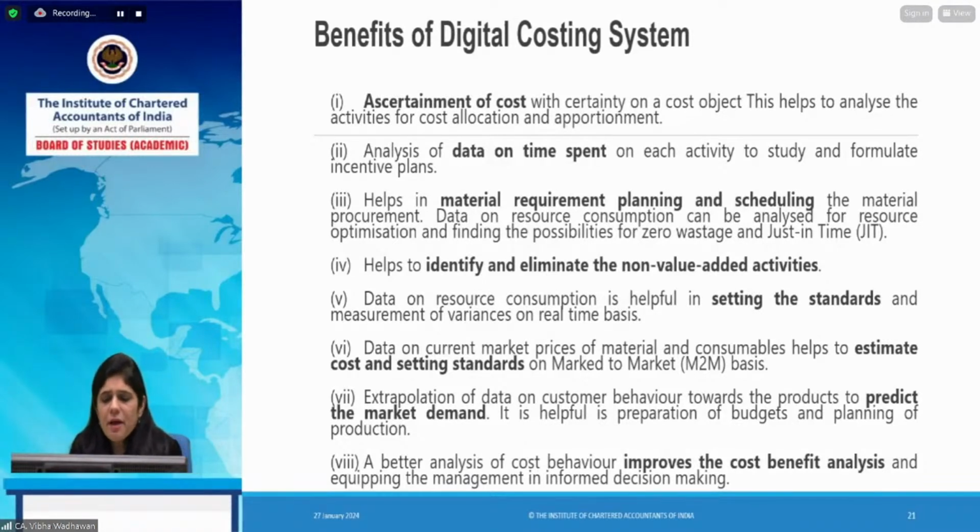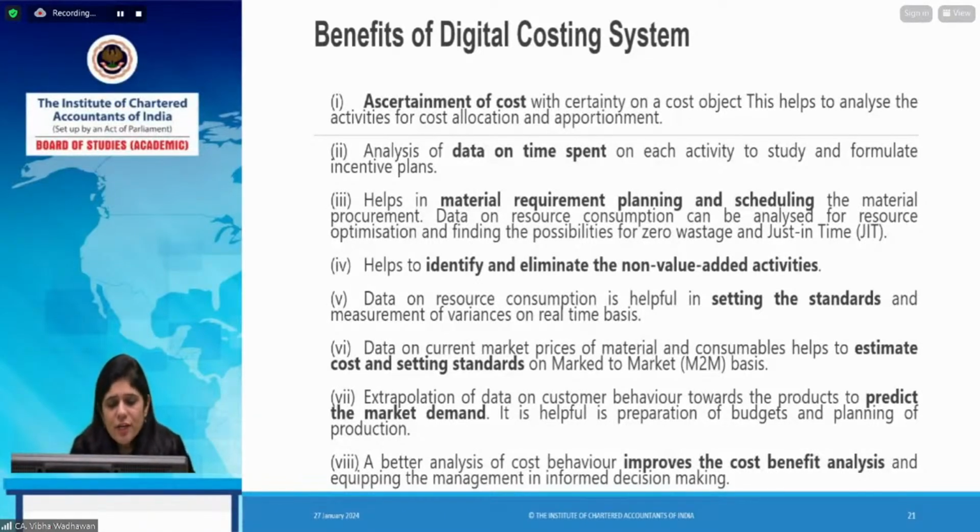Data on current market prices of material and consumables helps to estimate costing, setting standards. Again, mark to market. So the current market prices, what all the market prices are going on. So we can increase and decrease, and we can further reduce the cost to achieve the market prices.